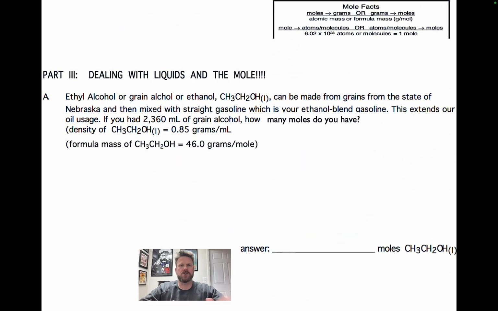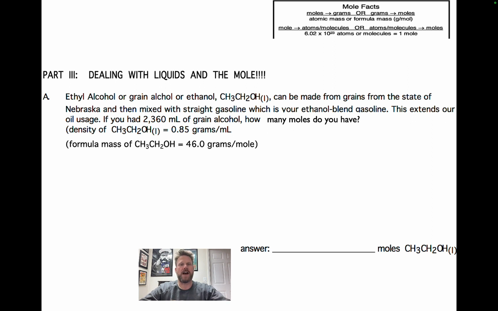Are you ready to attempt some more mole problems? I know they might seem intimidating at first, but I promise, once you get the hang of the problem-solving procedures, you will have no issues solving all sorts of mole-type problems. In the last video, we dealt with mole conversions for solids. During this video, we will look at conversions involving liquids.